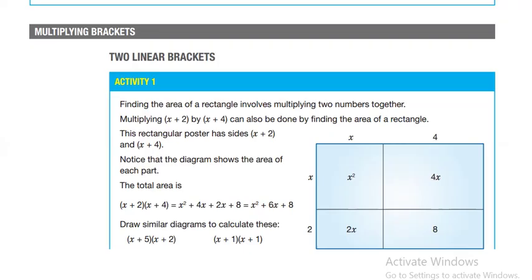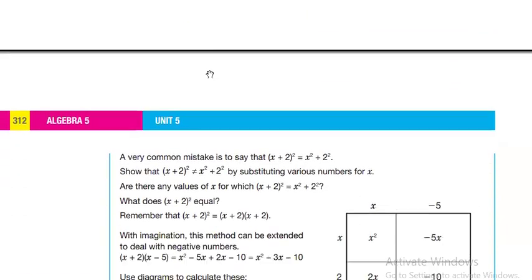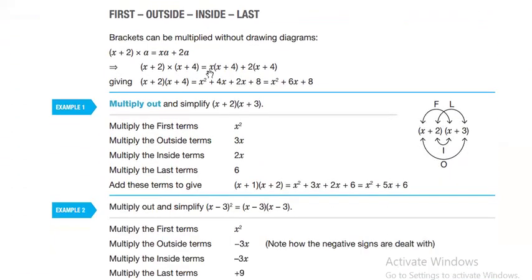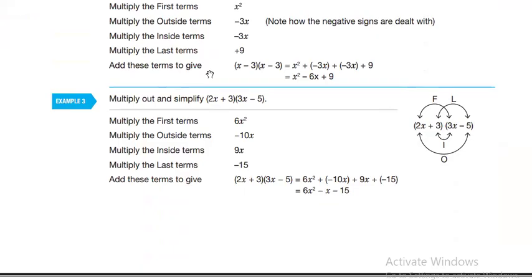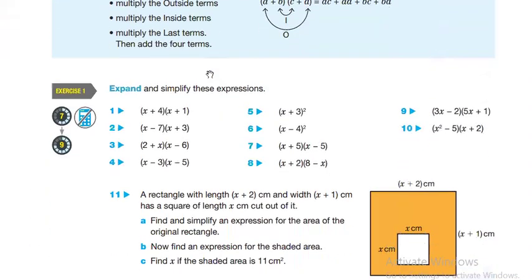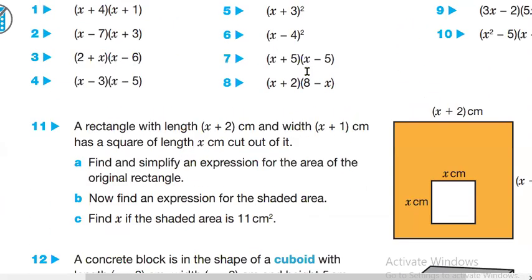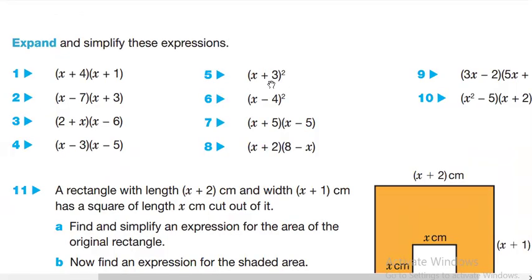In this video, we're going to talk about multiplying brackets. First, we're going to start with two linear brackets. When we have two linear brackets and we want to multiply them or expand them by each other, let's take an example here. This means two brackets, so x plus 3 times x plus 3.